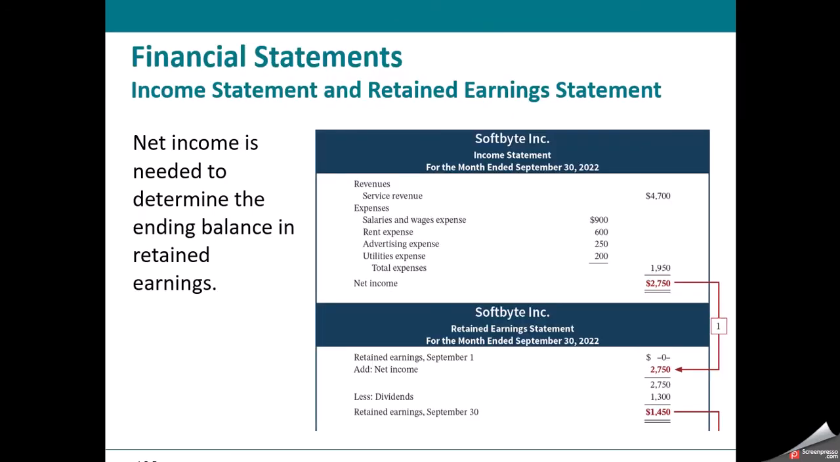So this gives you an example of our income statement. Think about that. Income is what am I making? It's my revenues, all of my income or my revenues, less all of the expenses that I incurred to make that revenue. So revenues less expenses provides net income, and then net income rolls into retained earnings.